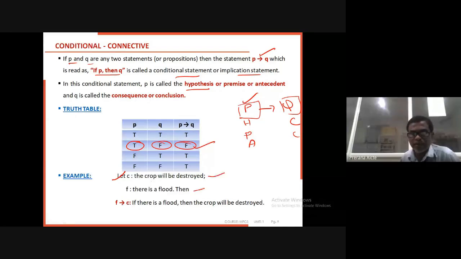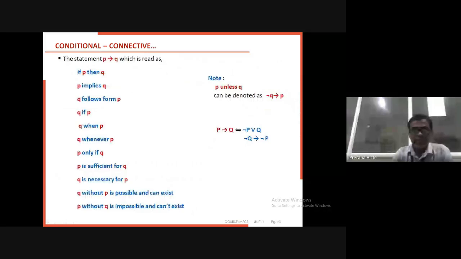Now, whenever we are combining two propositions of any kind, you need to be careful that we get a proper meaning. Here I used this if then: if there is a flood, then the crop will be destroyed. So whenever we are combining two statements by using any of the connectives, you should note that there should not be any problem or disturbance in the meaning. Like that you have to combine. And see, these are the normal points that we know already.